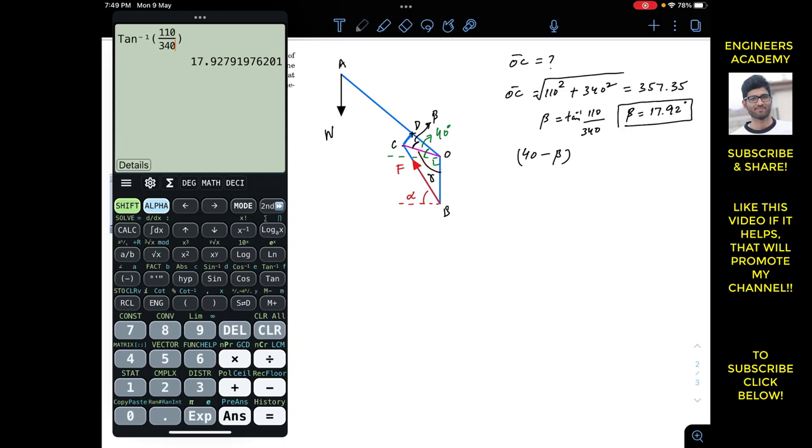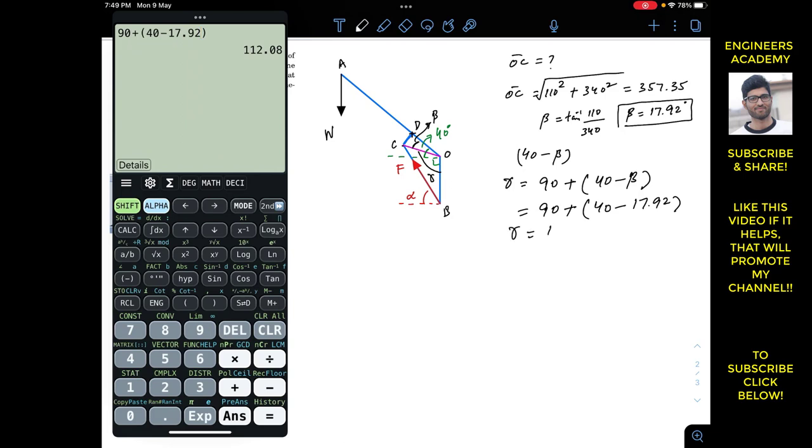And this whole gamma angle will be equal to this 90 degrees plus this small angle, the angle of OC with the horizontal. So we have to write that this is 90 plus 40 minus beta. Beta is now known, which is 17.92. So this is 90 plus 40 minus 17.92. This gives us that gamma angle equals 112.08 degrees.